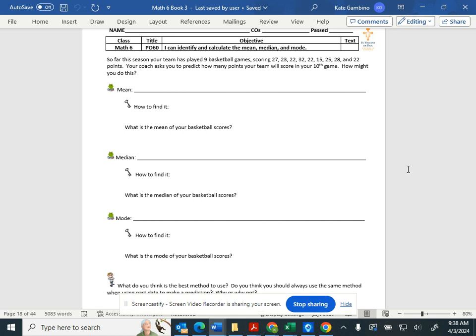So today we are doing PO60. It is a PO because we have been introduced to mean, median, and mode before. So now we're making sure that we totally understand it. It is a power objective.